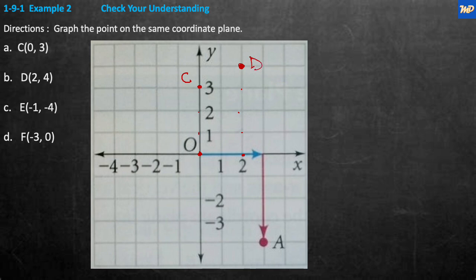Now let's find point E. Point E is negative 1, negative 4. From the origin, negative 1, then 1, 2, 3, 4, negative 4. And this is negative 1, comma, negative 4. And there's our point right there. Okay, last point, F. Negative 3, 0. Negative 3 is on the x-axis. It goes negative 1, 2, 3. And in y, it goes nowhere. It stays at 0. So it's right here on the x-axis. So this is point F.